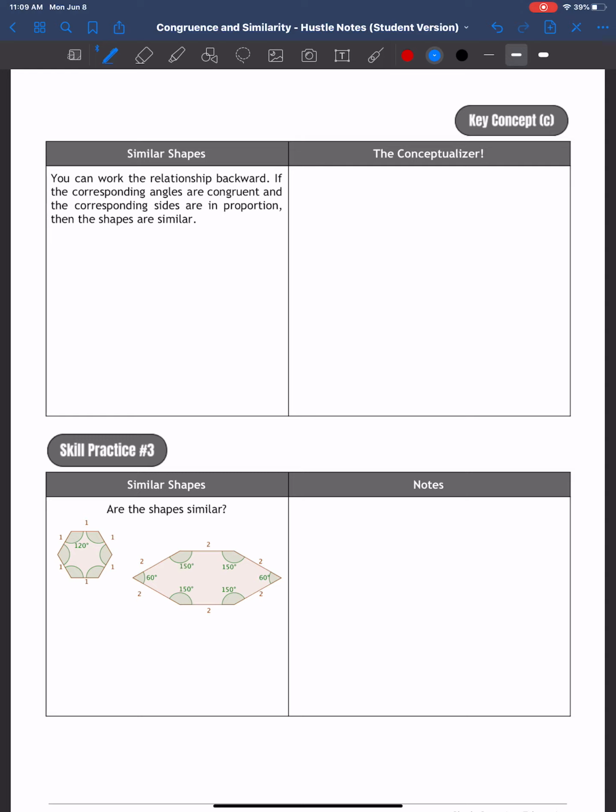So, you can work the relationship backwards if you need to. Corresponding angles are congruent and corresponding sides are in proportion. Then the shapes are similar. So, we're going to go straight down to the skill practice because it's a little bit easier to see than having me draw a crazy shape that doesn't make sense. So, are the shapes similar?